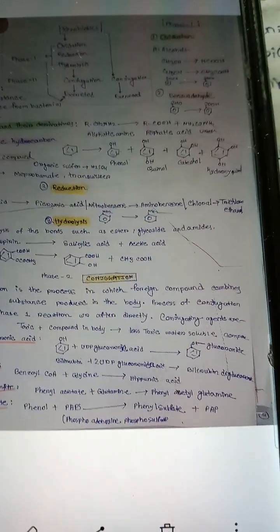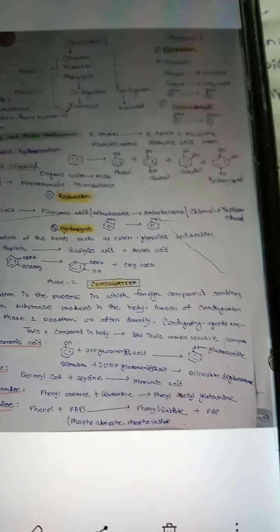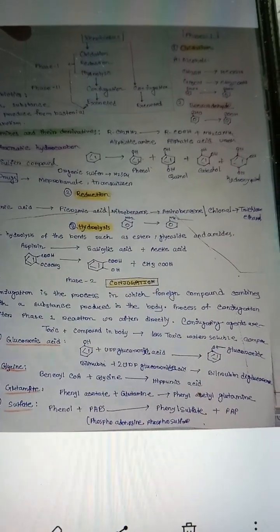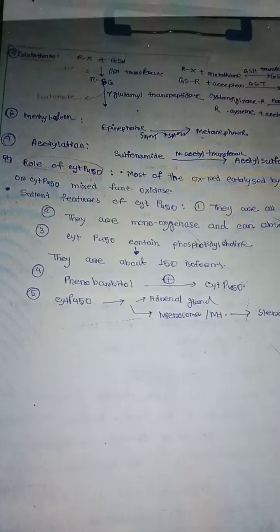Glycine: benzoyl CoA plus glycine, what is the product? That is hippuric acid. Okay, hippuric acid. And glutamine: phenyl acetate plus glutamine becomes phenyl acetyl glutamine. Phenyl acetate plus glutamine forms phenyl acetyl glutamine. Okay. And the other G is for glutathione.